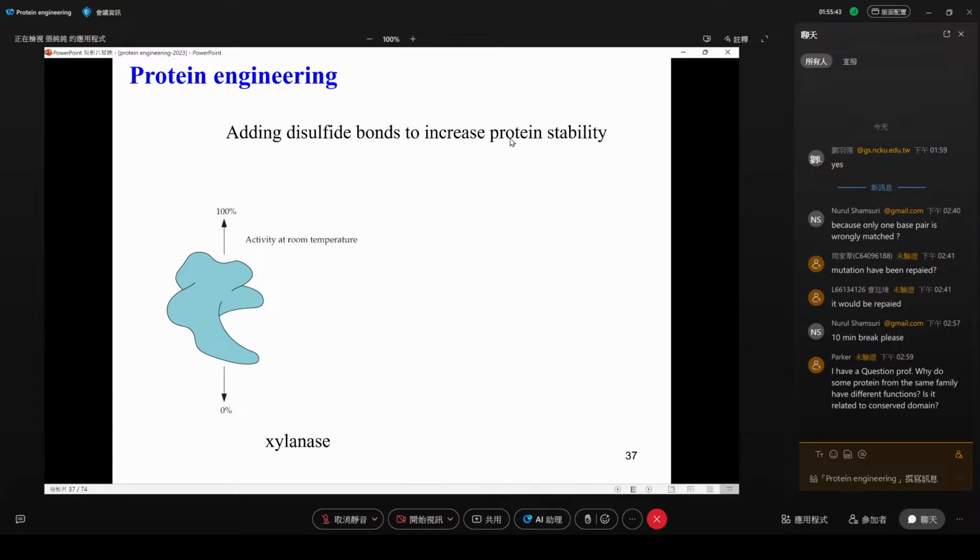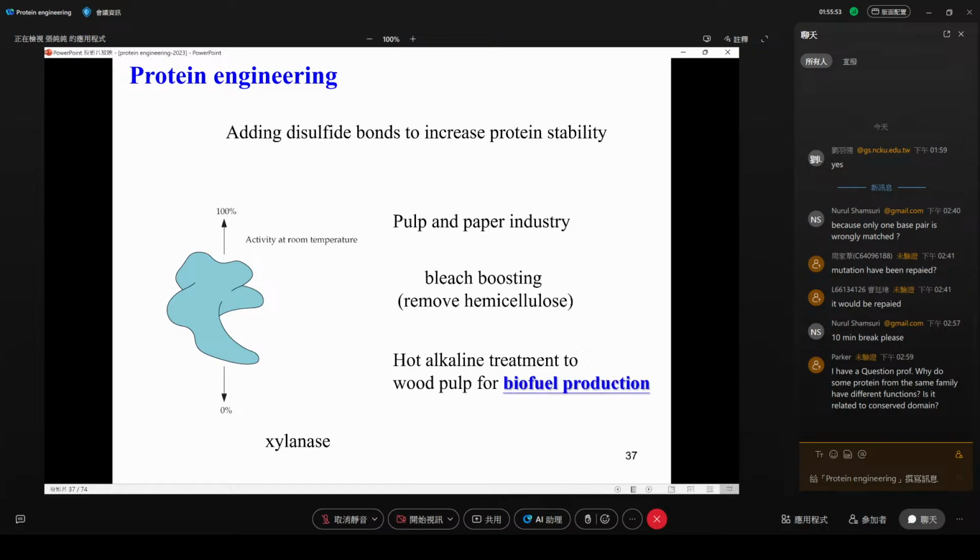So if you want to increase the stability, just take xylanase. I pick up xylanase to talk about it. Xylanase is the number one protein for biofuel production, because in the pulp or paper industry, if they want to remove hemicellulose from plant, from wood, right, they need a xylanase. That's a rate limiting step to remove hemicellulose to make the wood pulp for biofuel production.